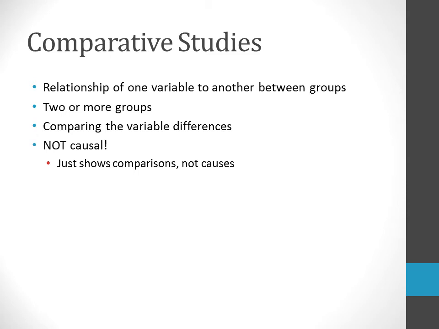Comparative studies show us the relationship of one variable to another between groups. So in these instances, we have two or more groups, and we're comparing the variable differences. This does not mean that we're showing causation. So when we show a relationship between two variables, we are not saying that one of them causes the other. We're just showing a comparison.